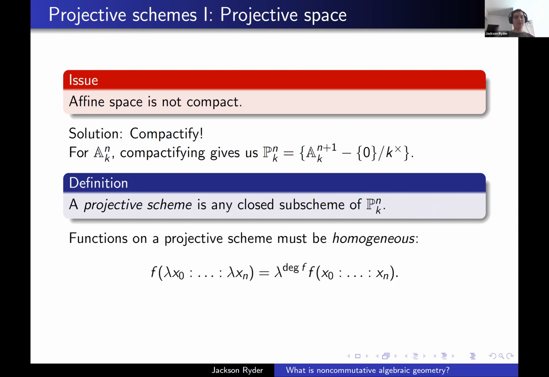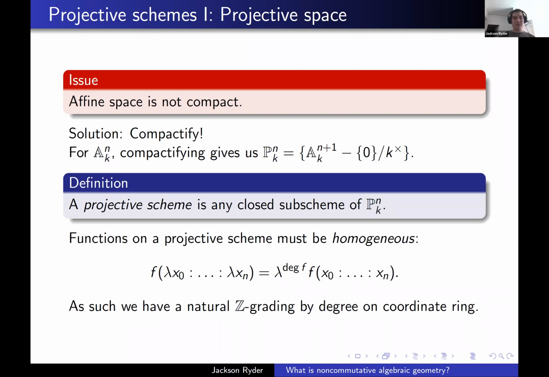Okay, so given that we have this invariance under the multiplicative group, this tells us that all of our functions have to be homogeneous, in the sense that if we scale a point by some constant lambda, it's the same as acting on just the point and pulling all of the lambdas out the front. So we get lambda to the degree of our function. And what this tells us is that we have a very natural grading on the coordinate ring of a projective scheme, just given by the degree of our functions.